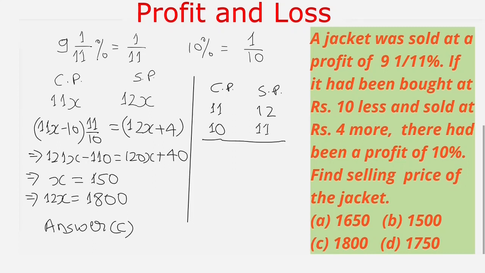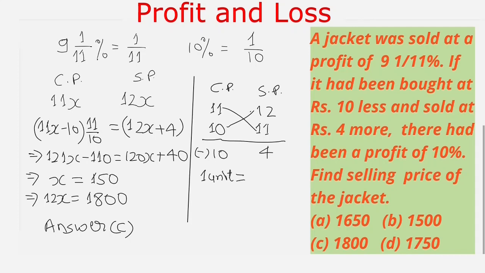And it is given that the cost price is reduced, or the person buys the jacket at rupees 10 less. So I write minus 10 as it is less, and it is sold at rupees 4 more, so I write plus 4. Now we cross multiply. 12 times 10 is 120, and 11 times 11 is 121. So 121 minus 120 comes out to be 1.